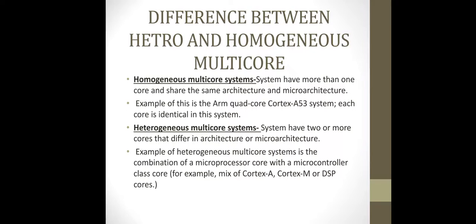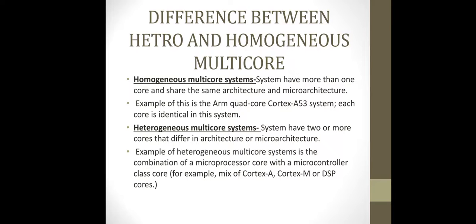The differences between heterogeneous and homogeneous multi-core. The main differences are: in homogeneous multi-core systems, the system has more than one core and they share the same architecture and microarchitecture. An example of a homogeneous multi-core system is the ARM quad-core Cortex-A53 system. Each core is identical in this system.